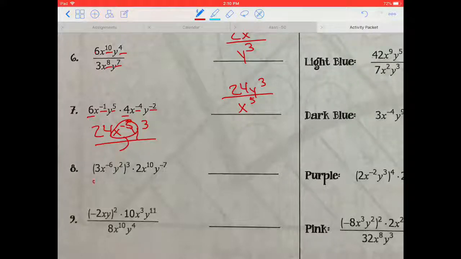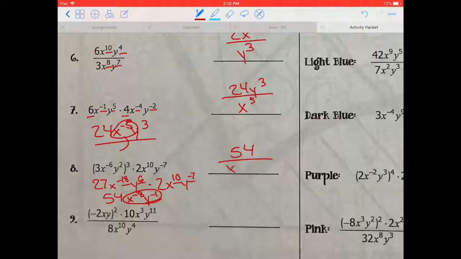3 cubed is 27. X to the negative 18th, y to the 6th, times 2, x to the 10th power, y to the negative 7th. So 27 times 2 is 54, x: negative 18 plus 8, plus 10 is negative 8. 6 minus 7 is negative 1. So both variables have to move to the bottom. So 54 is the only thing that stays in the top. X to the 8th y.